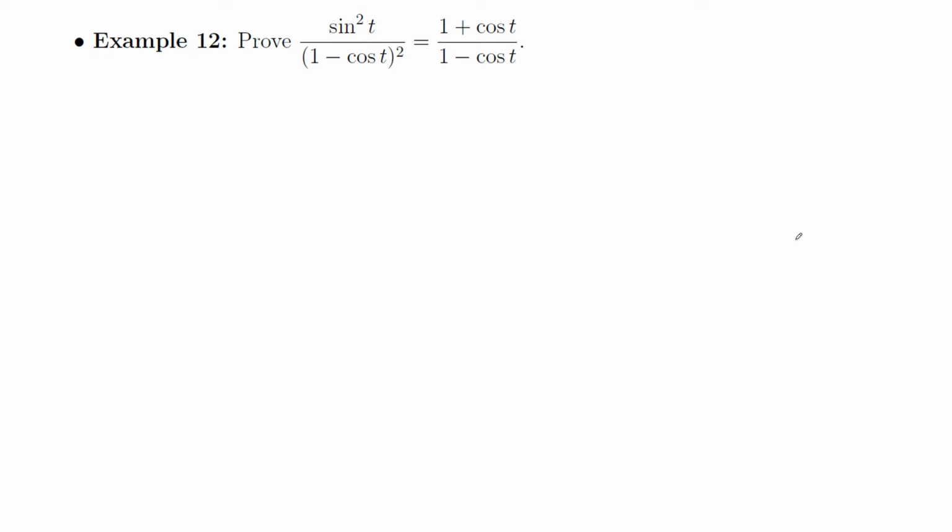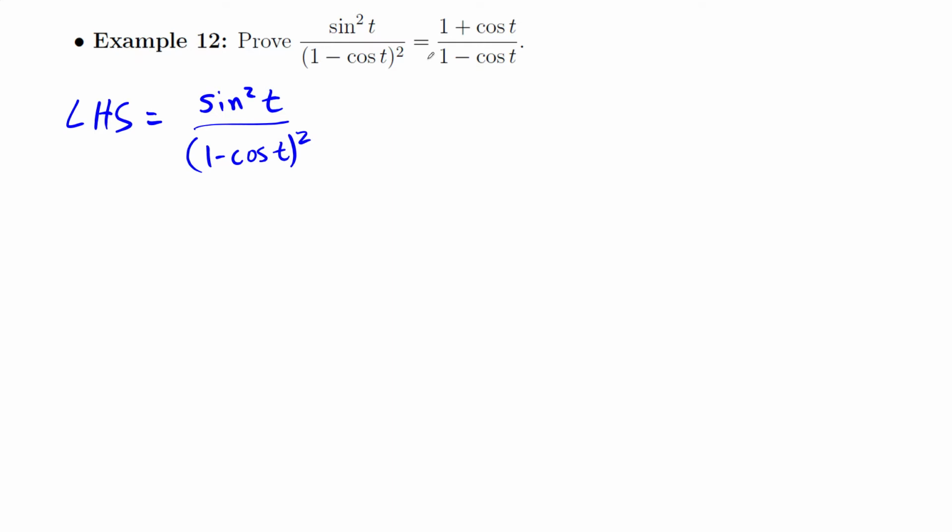All right, so here, let's take a look at what we've got. I'm going to say that that left-hand side is a bit more complicated than that right-hand side. So we'll start with the sine squared t over 1 minus the cosine of t squared.